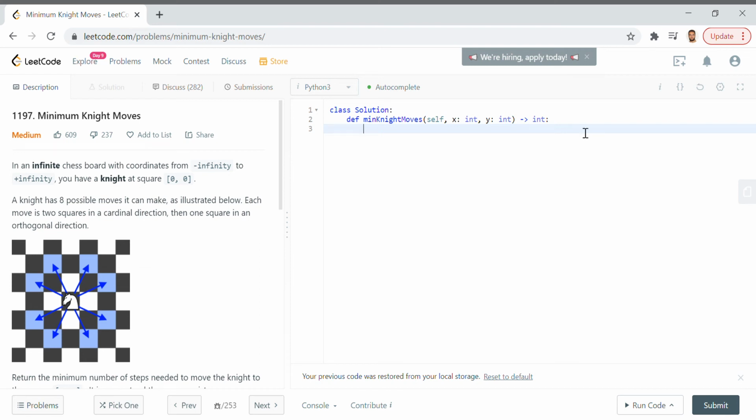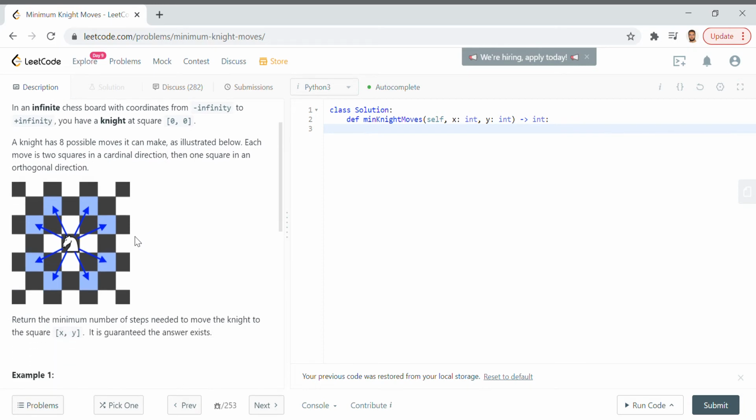A bit of a tricky search problem: the minimum knight moves. The idea is you have an infinite chessboard. This thing is really big on all sides, keeps going until infinity. Your knight starts at 0, 0, and you want to get to a specific spot on the board, using only the knight's moves.